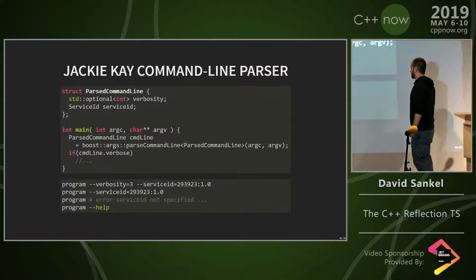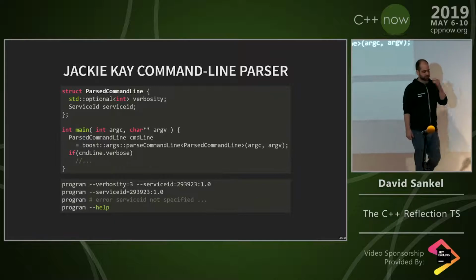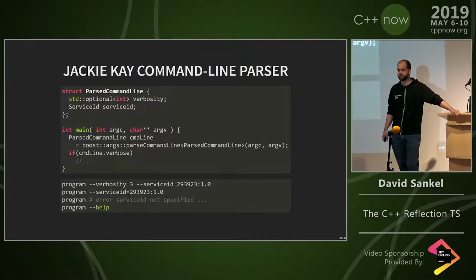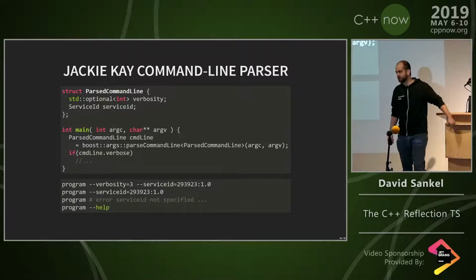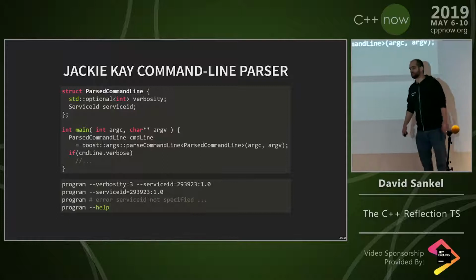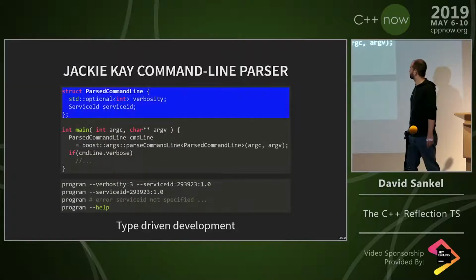Another really interesting thing is Jackie Kay gave a talk at C++ Now a couple of years ago where she used an earlier version of this reflection TS and messed around with it. She had this idea for coming up with a command line parser. This is really interesting.